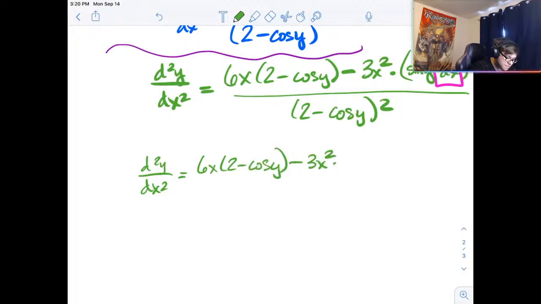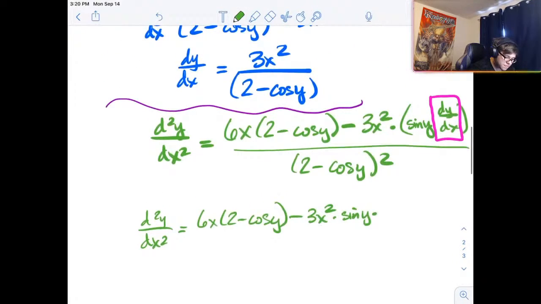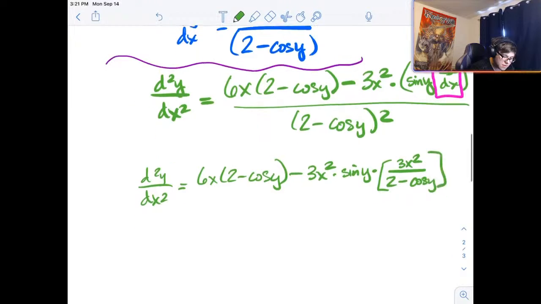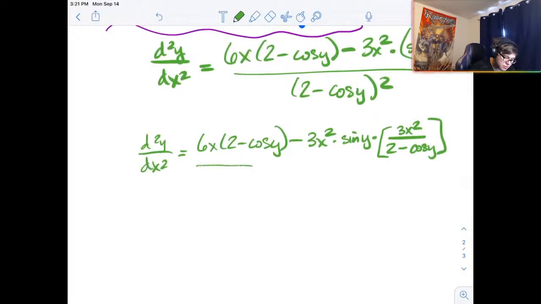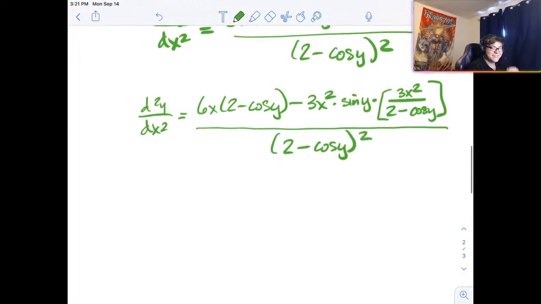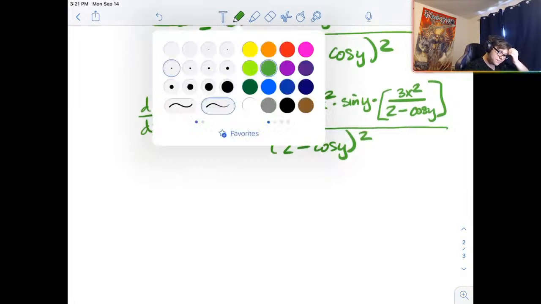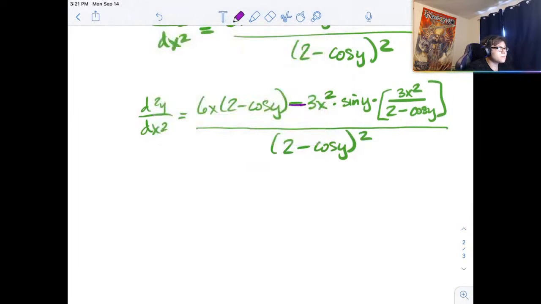Minus 3x squared times the sine of y times whatever dy/dx was originally equivalent to. Oh, that was awful. 3x squared over 2 minus cosine of y. Okay, so we've replaced the dy/dx with its original value, all over 2 minus cosine of y squared. From here, I really would like us to emphasize this subtraction sign right here.